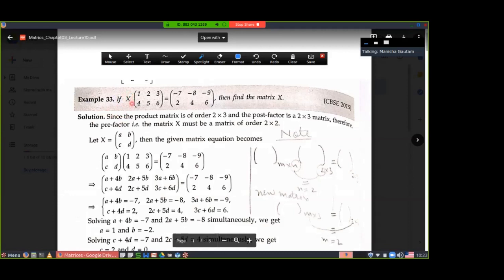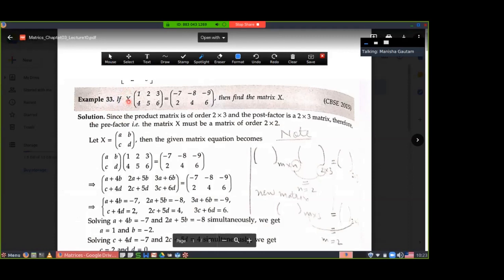Here it is written capital X. Whenever a capital letter is written in the questions, it is obvious that you have to find a matrix. If it is small x, it means you have to find a scalar number. Only a number is there. Capital X means matrix.